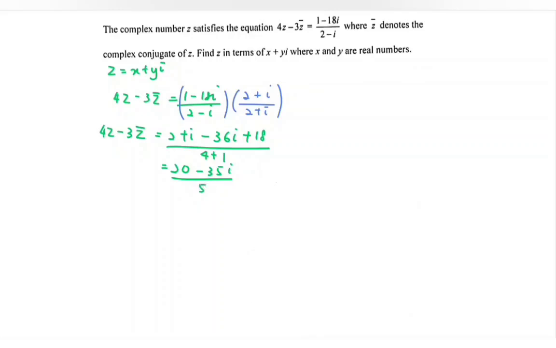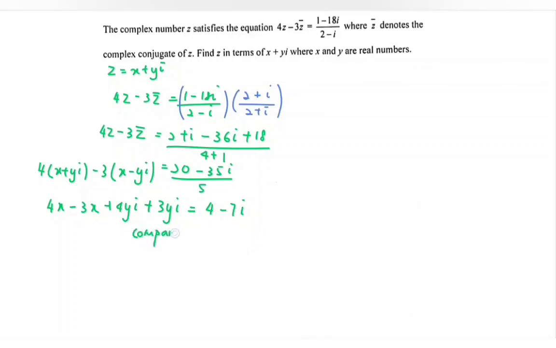So focus on the left hand side. 4 bracket, x plus yi, minus 3z bar, where we have x minus yi. So if we expand, we have 4x minus 3x plus 4yi plus 3yi equals 4 minus 7i if we simplify the right hand side. Next we have the real part and also the imaginary part. Kindly compare the parts.